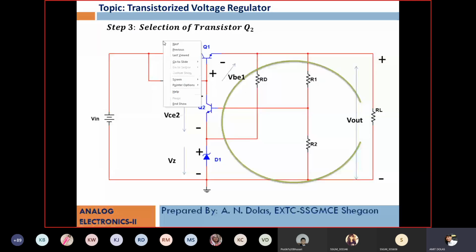Then, as we have done with selection of transistor Q1, we have done with selection of Zener diode D1.